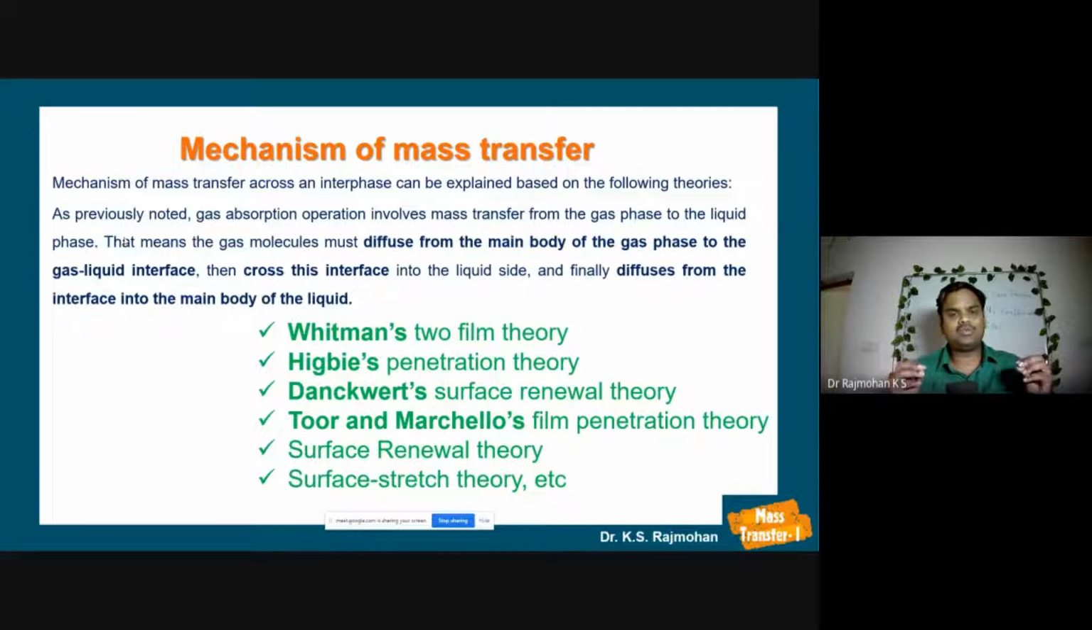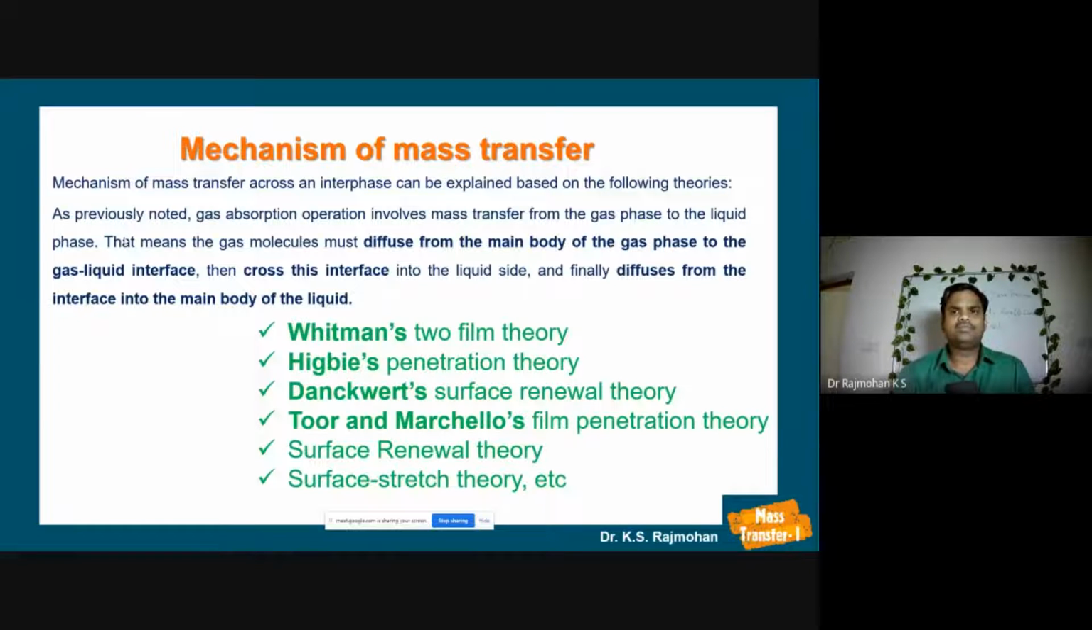So between these two well-known parameters, because we know the concentration of A in the gas phase and the concentration of solute in the liquid phase, how do we measure the interface concentration? How is the mass transfer taking place? Is there any equilibrium existing between the bulk and the interface, or what is happening at the interface? All that is explained through various theories of mass transfer.